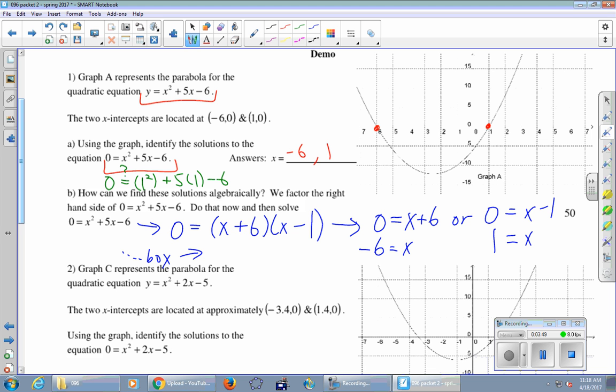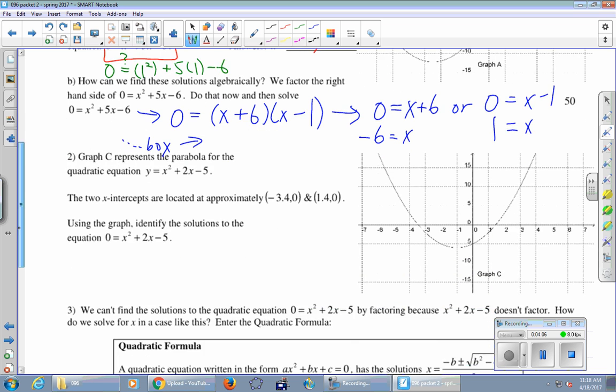So again, if you've got the picture of the thing in front of you, then you can just grab the x-intercepts. But if you don't happen to have the picture, then you go through the box method and you do the factoring and you solve for the solutions to that equation. Let's take a look at what happens when things aren't so nice.